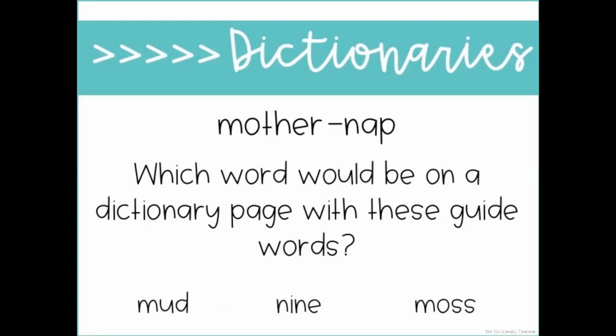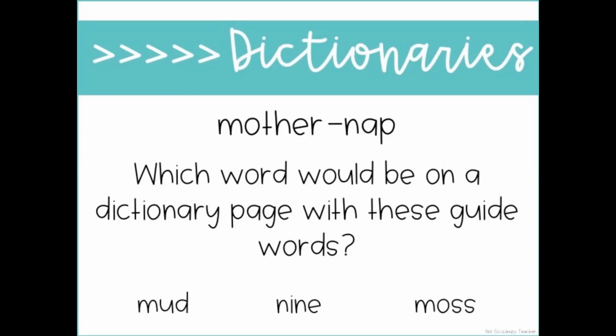Mother and nap. Which word would be on a dictionary page with these guide words? So mother and nap. It's got to be something with an M, we know. It's going to have to be something with an N. Well, that's all of our words: mud, nine, and moss. So let's look at those second letters. Mud, M-U. Does the U come after an O? Yes, it does. So we know that mud could be one of the words on this page with these guide words.